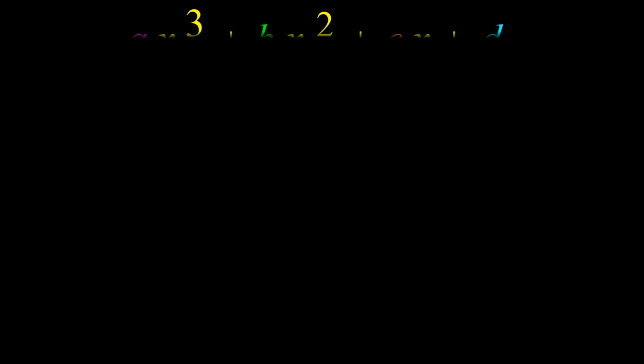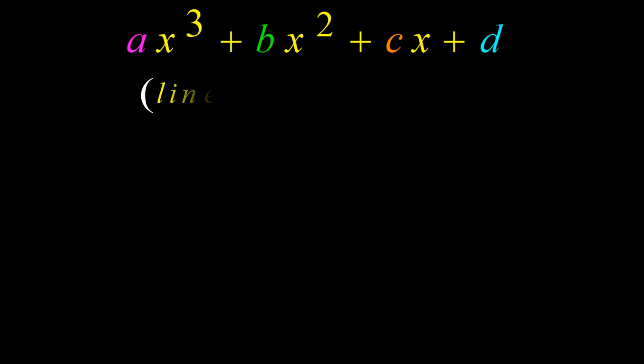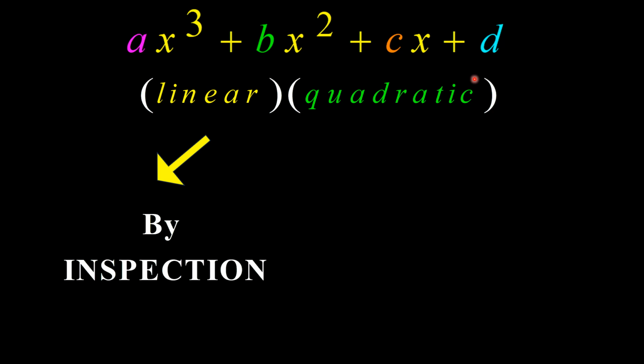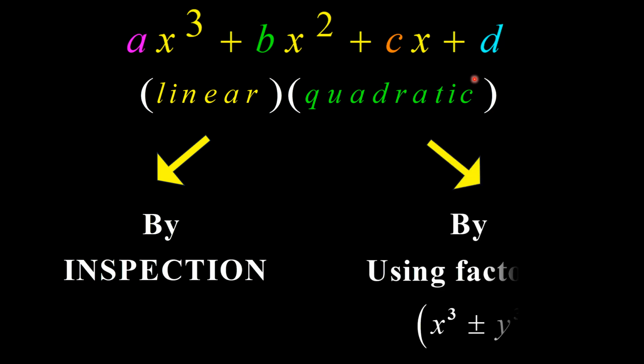Now let's just look at the cubic expression. If we write the cubic expression there and the linear factor is known, then we'll have to get a quadratic factor there. Now there are two methods I'm going to explain in this video. The one is where we're going to do it by inspection, and the other is where we're going to use the sum or the difference between two cubes.